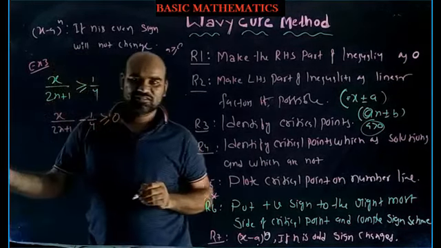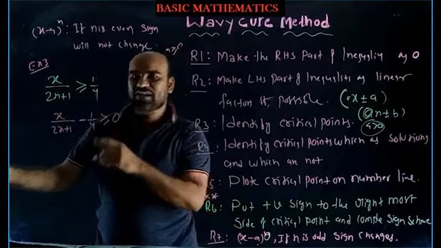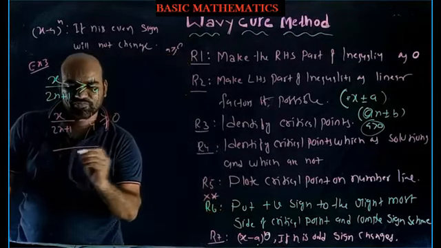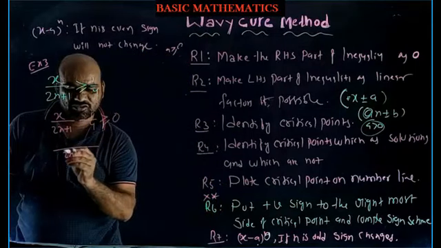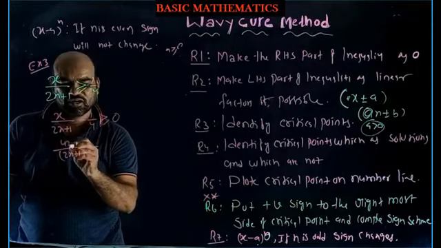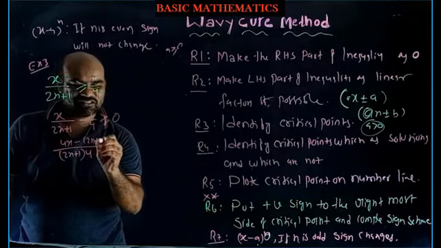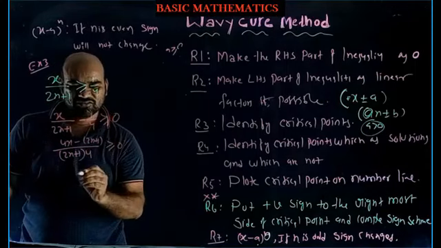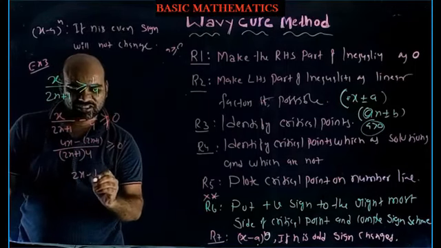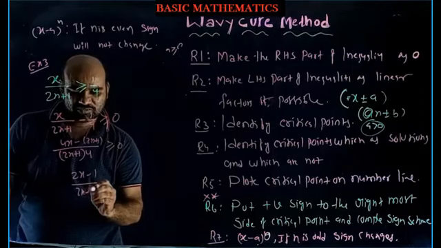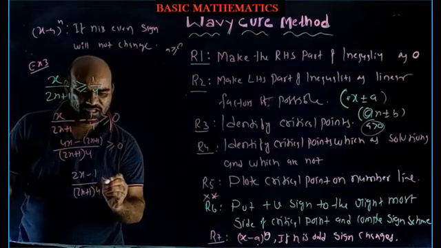First step. Okay. Now we need to simplify the LHS part. Take LCM, 2x plus 1 into 4. 4x minus 1 half of 2x plus 1, greater than or equal to 0, or 2x minus 1 by 2x plus 1 into 4 greater than or equal to 0.